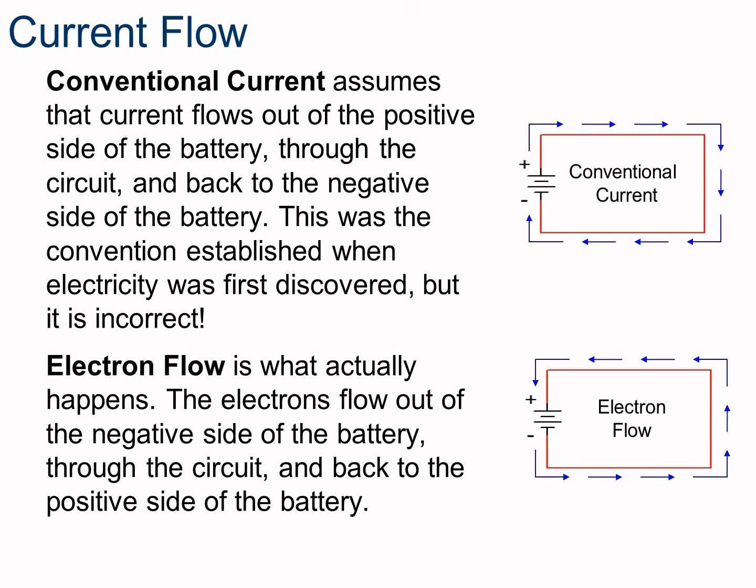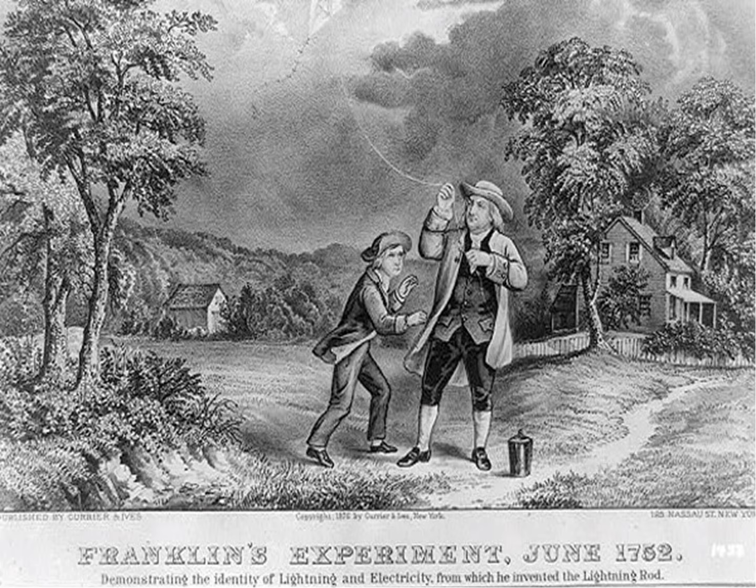So who was it that came up with all of this? Who was it that long ago came up with the idea that current is flowing from the positive to the negative? Well, you remember good old Benjamin Franklin. He was that crazy guy who went out and flew a kite in the storm. He wanted to prove that lightning and electricity were related concepts.